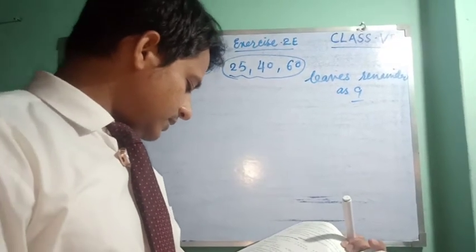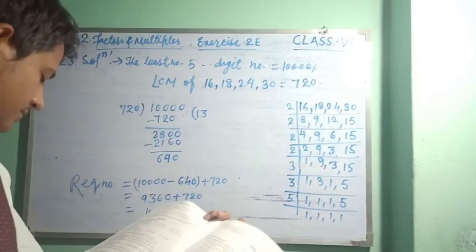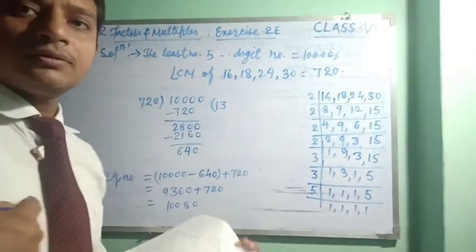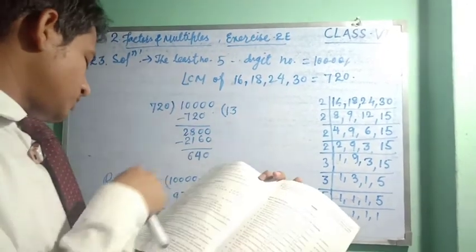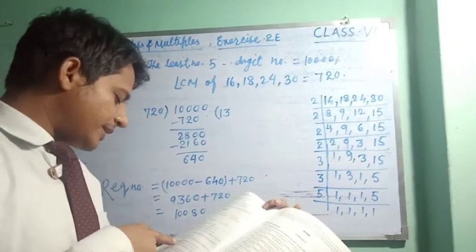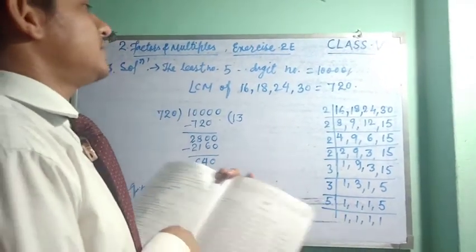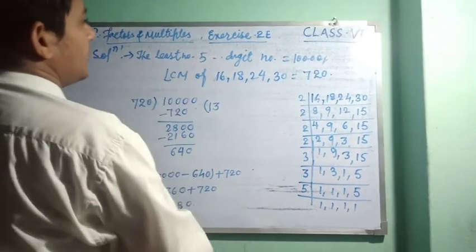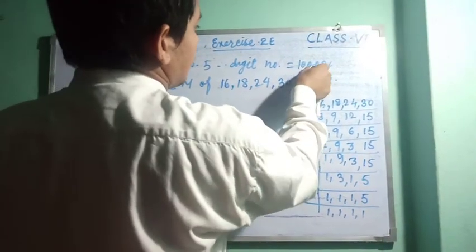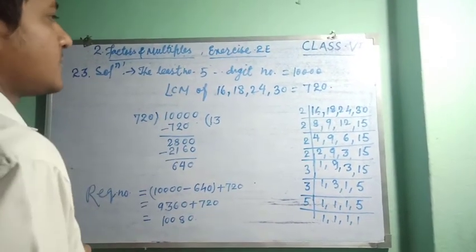Now see, students, question number 23. Find the least number of 5 digits that is exactly divisible by 16, 18, 24 and 30. Here, first of all write the least number of 5 digits, which means 1 with 4 zeros. This is the smallest number of 5 digits.